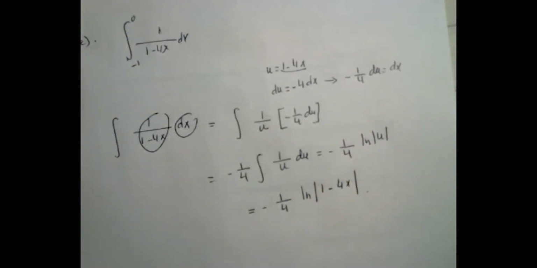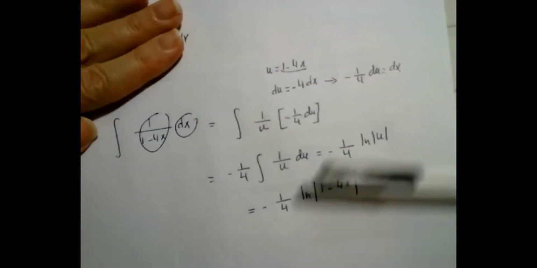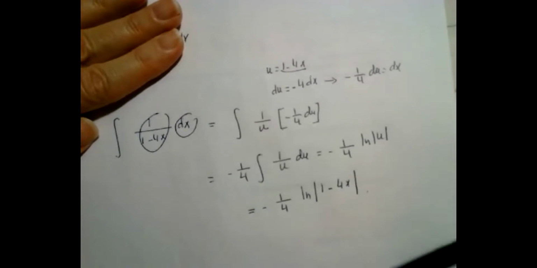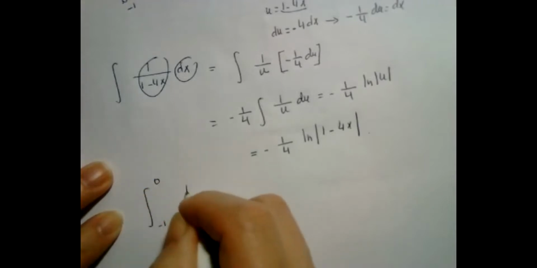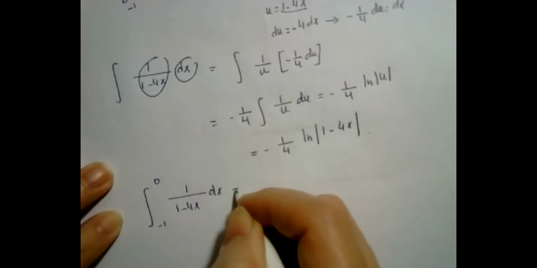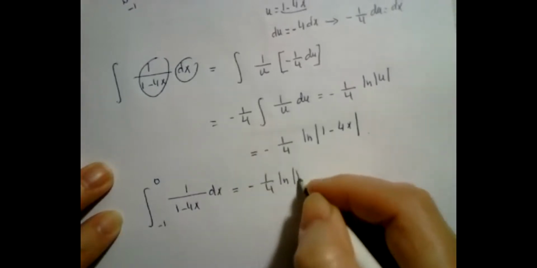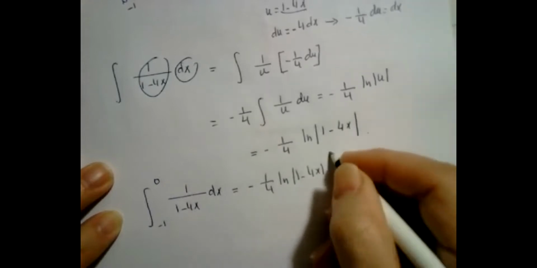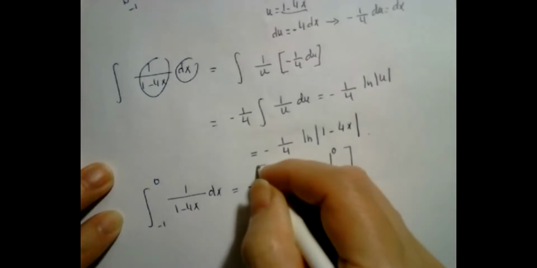As you realize at this stage, the only thing I'm doing is finding the antiderivative. That's what I did because I did not change the limit. Now I go back to my original integral. So now the integral from minus 1 to 0 of this is equal to minus 1 over 4 ln, evaluated between minus 1 and 0.